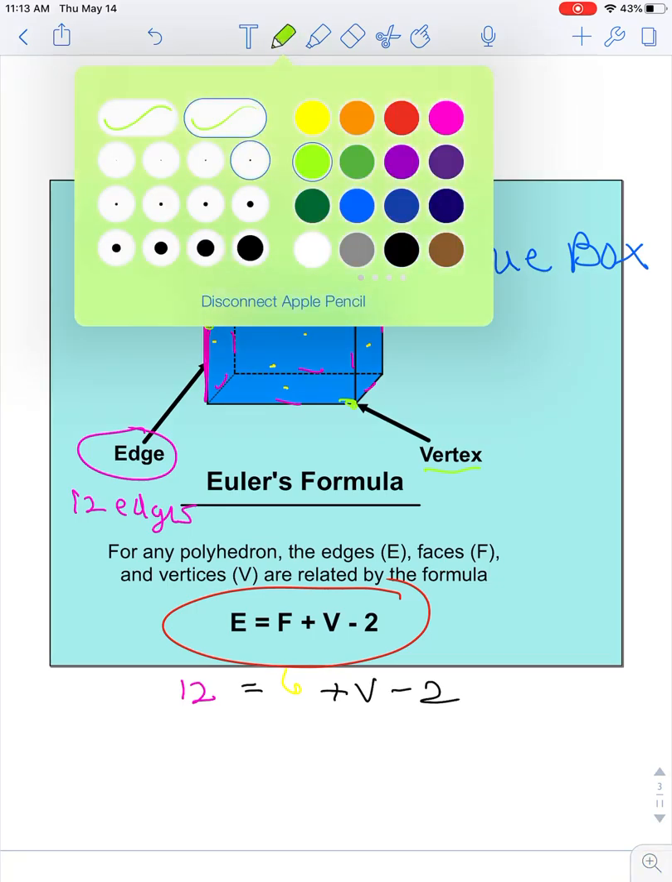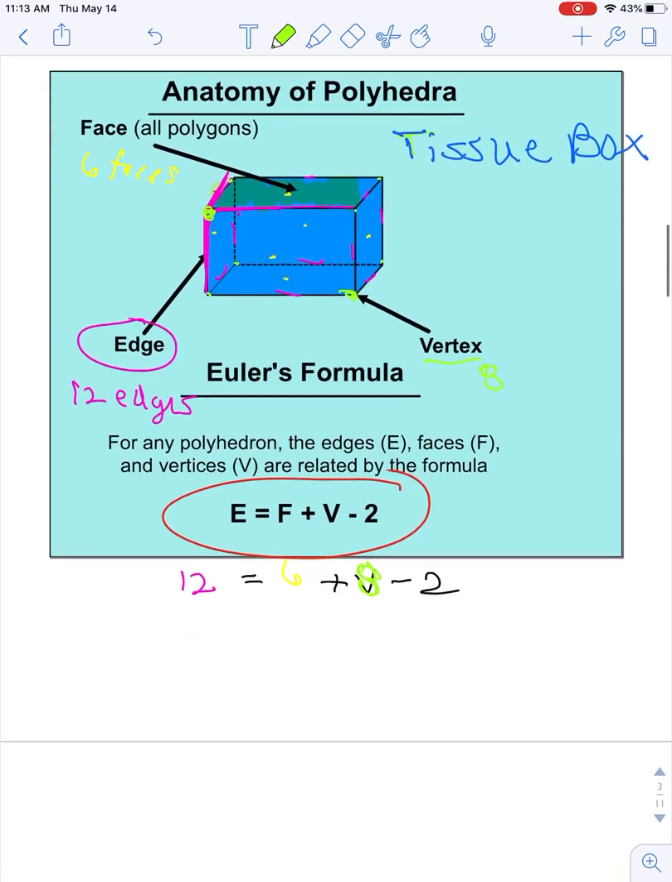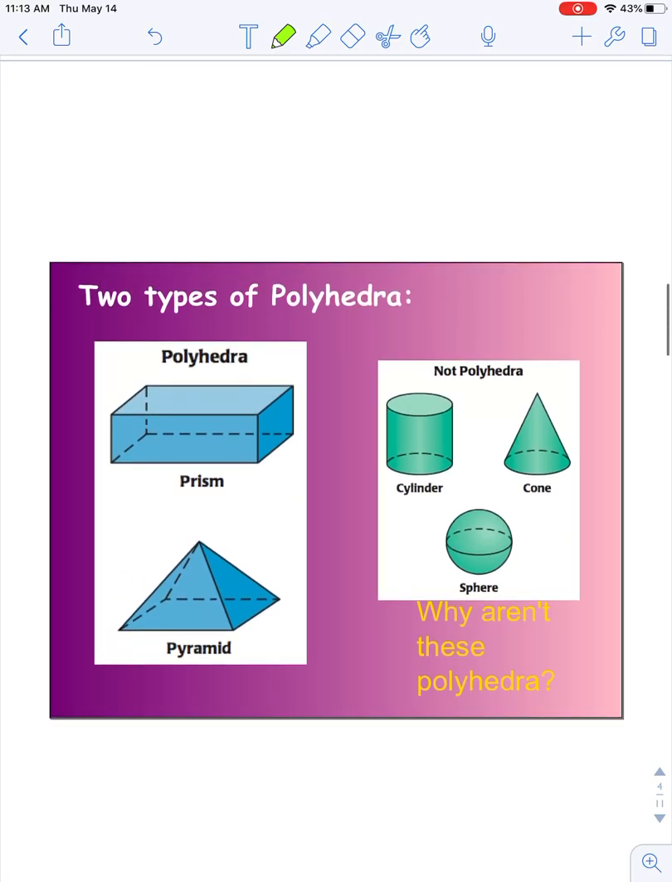So if we count all the vertices, we have 1, 2, 3, 4, 5, 6, 7, 8. So the vertices is 8, and you can see that 6 plus 8, that's 14 minus 2. It does equal the number of edges. So just helpful. It doesn't come up that often. All right, so there are two types of polyhedron. There is a prism and a pyramid, and we're going to define each.